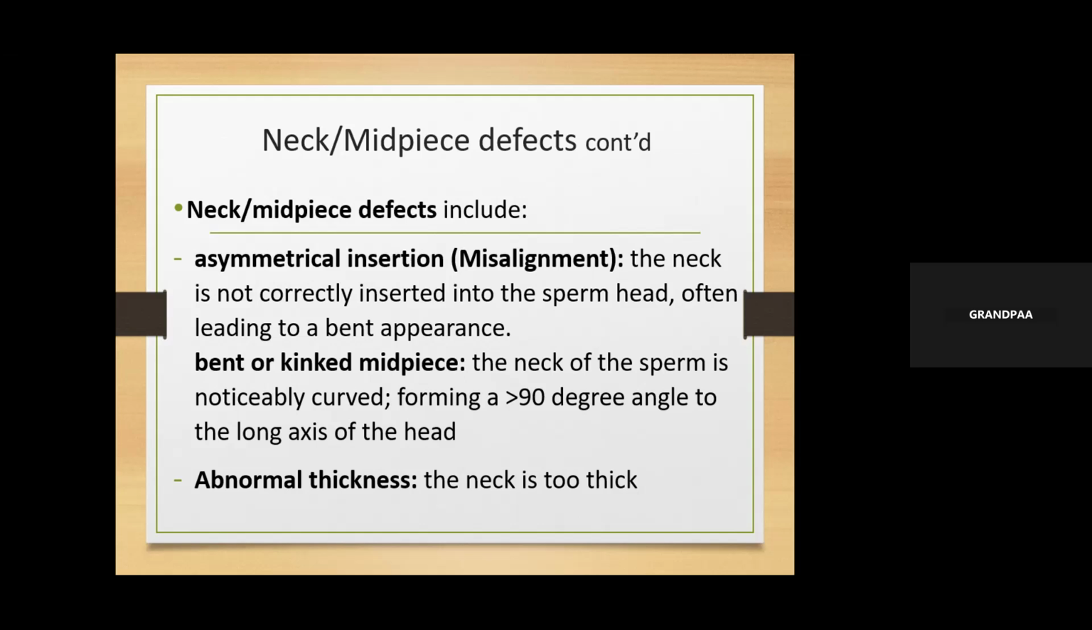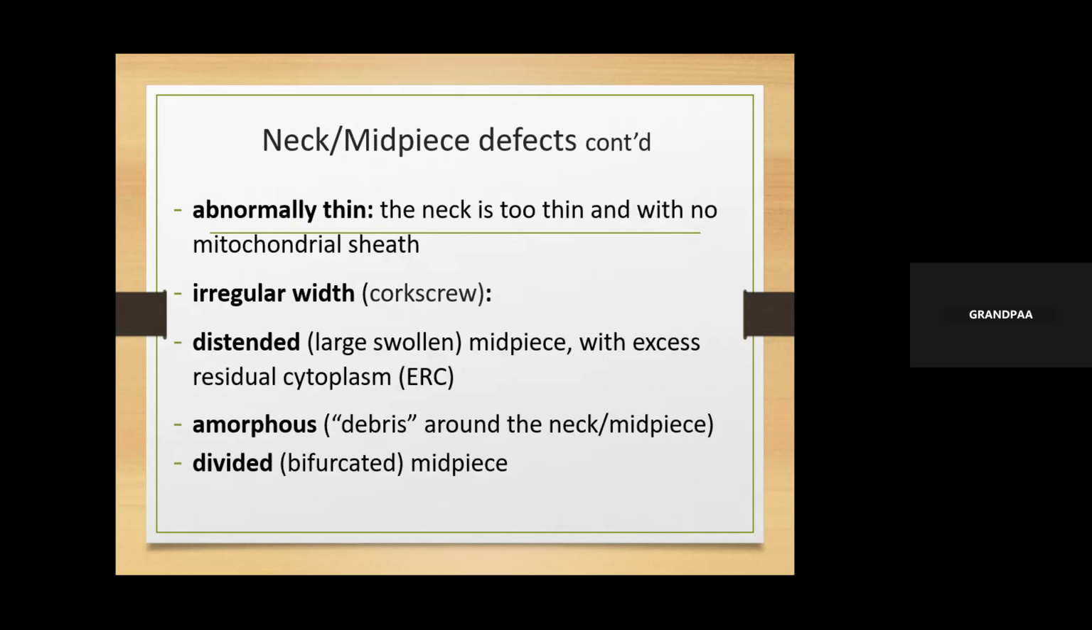Once that is thick, it will weigh on the entire neck region, so the movement will also be compromised. And then it can also be abnormally thin. It can be abnormally thick and it can be abnormally thin. When it's too thin, it means that you don't have enough mitochondria in there, for whatever reason, during the process.